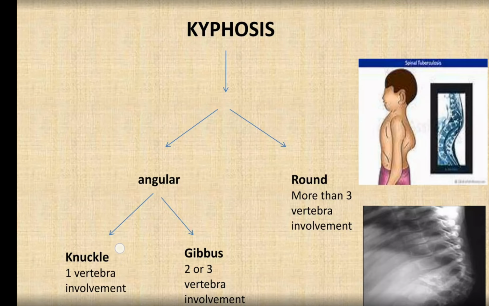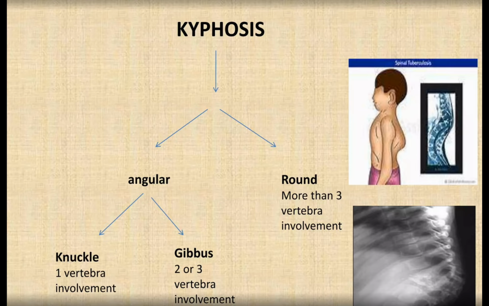How will we remember that in the knuckle one vertebra is involved? See, we say knuckles on the hands. On the hands, fingers, we have knuckles. So for one finger, there is one knuckle. So that way we will remember. And the other one will be gibbous, where 2 or 3 vertebrae are involved.